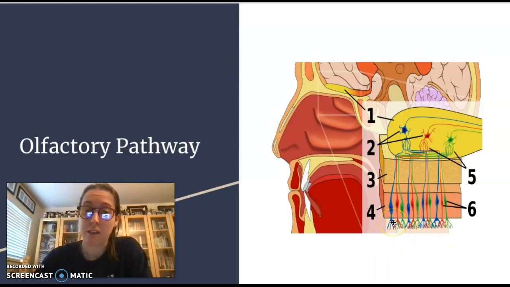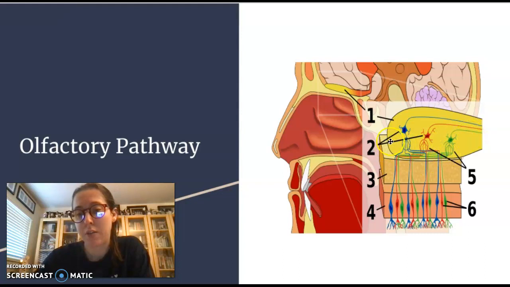So once we have that depolarized, then the action potential will move down the axon here. And the axon of the primary sensory neuron is moving through bone here. This thing labeled number 3 is bone. And as it moves through the bone, it goes to the olfactory bulb. This is actually the cribriform plate of the ethmoid that it's moving through. But once it gets past that, then we reach this giant yellow structure here, which is the olfactory bulb.